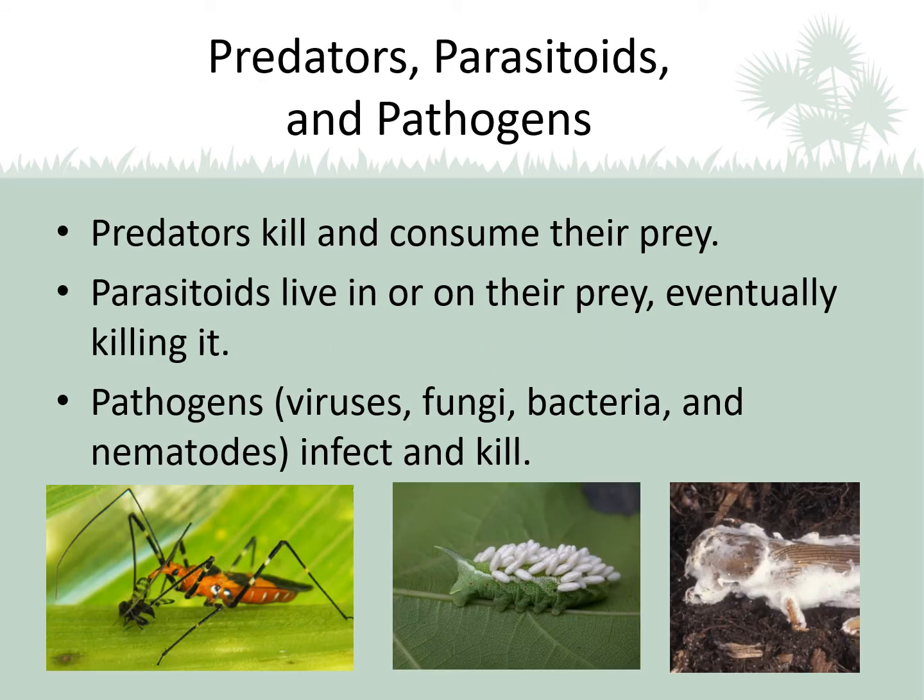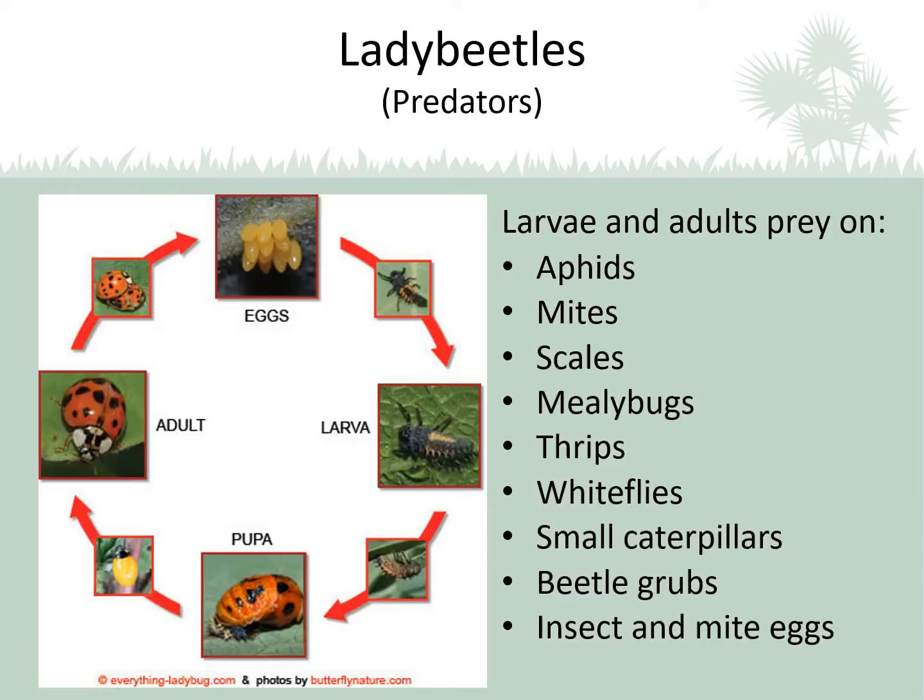Here we have predators, parasitoids, and pathogens. Predators kill and consume their prey. Parasitoids also live in or on their prey, eventually killing it, and they're a very interesting group. And pathogens, which would include bacteria, viruses, fungus, and nematodes as well, infect and kill insects. So these would all be potentially very beneficial in managing insect pest problems.